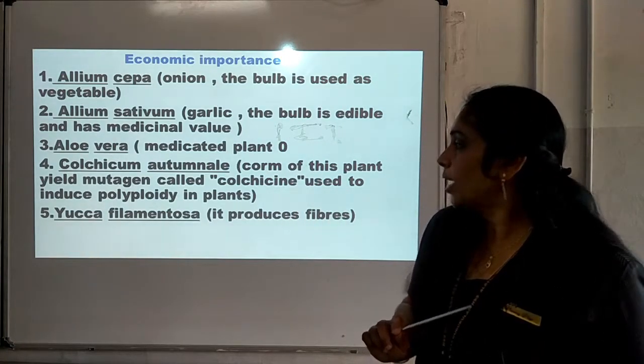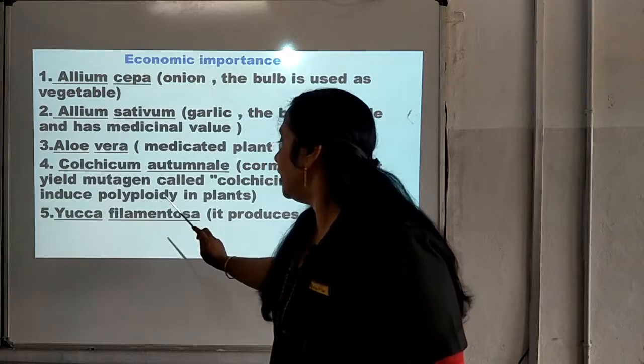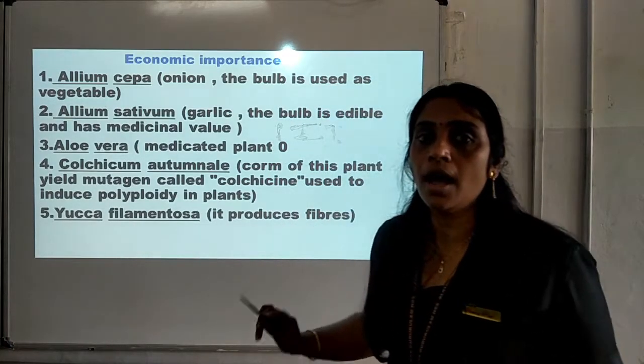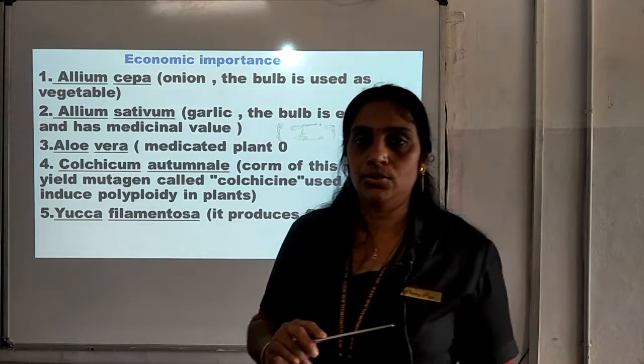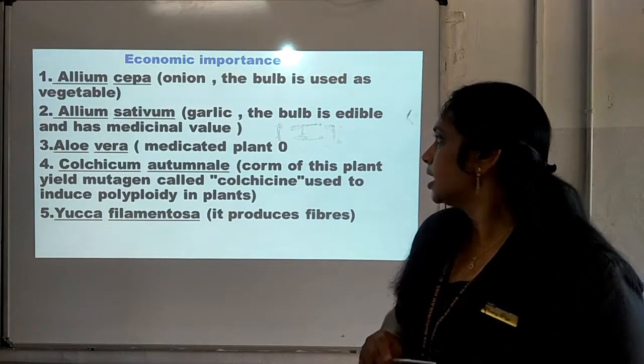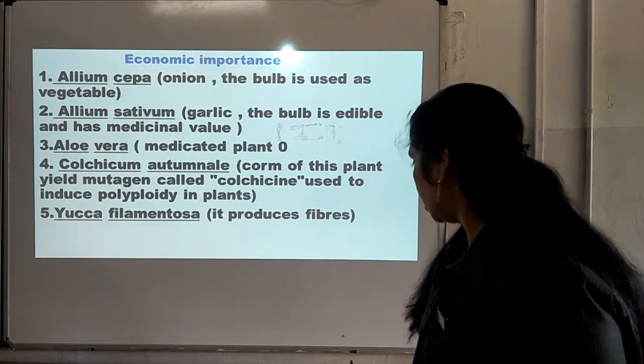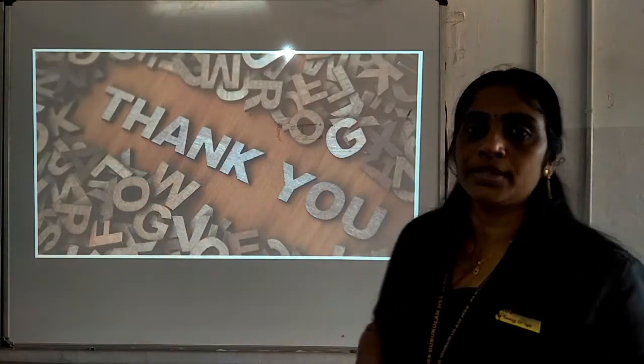Now, the fifth one is Yucca filamentosa. Yucca filamentosa produces fibers. That is related to the economic importance of this plant.